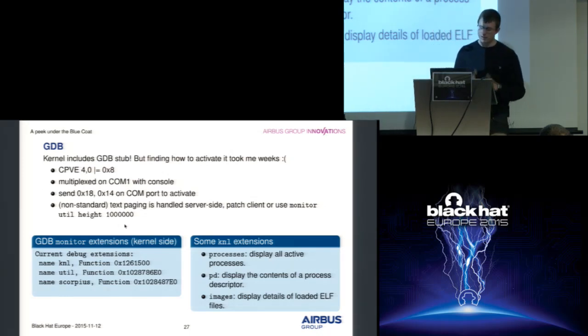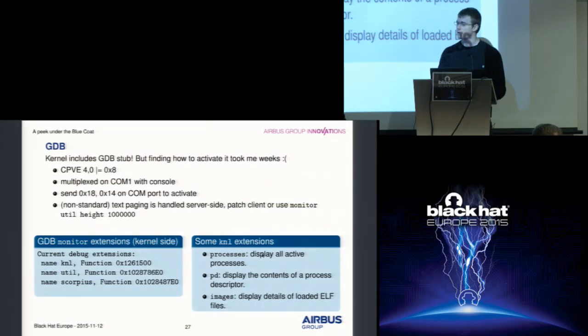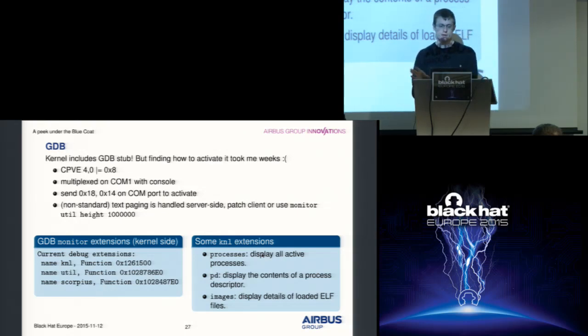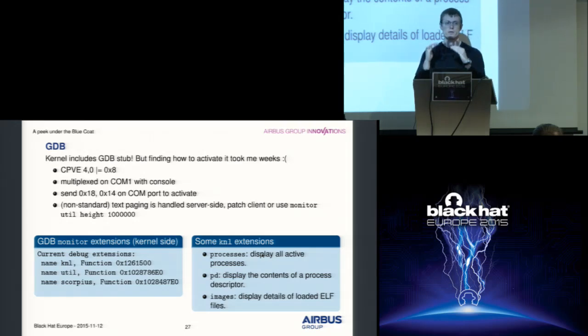So you have GDB, so you can debug. That's really cool. And you also have something really interesting that I didn't know about before, which is something called monitor extensions. GDB can send commands to the kernel. So if you type, for example, monitor KNL processes, which is the one there, it will send the string to the kernel, and the kernel will give you the result. Everything is implemented in the kernel. So you have like 30 commands that you can run, and that will display all the kernel internals.